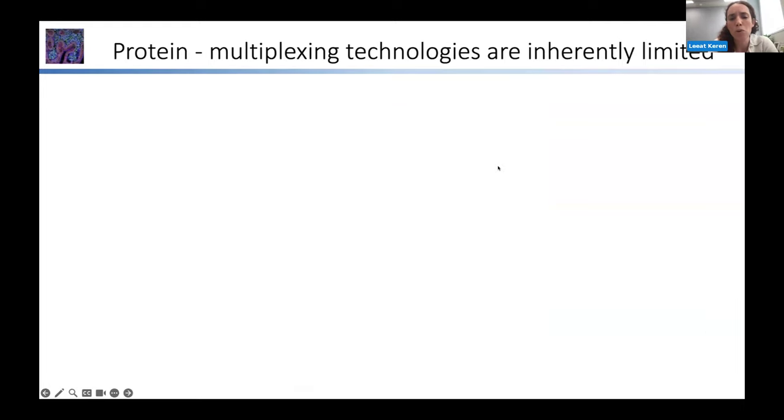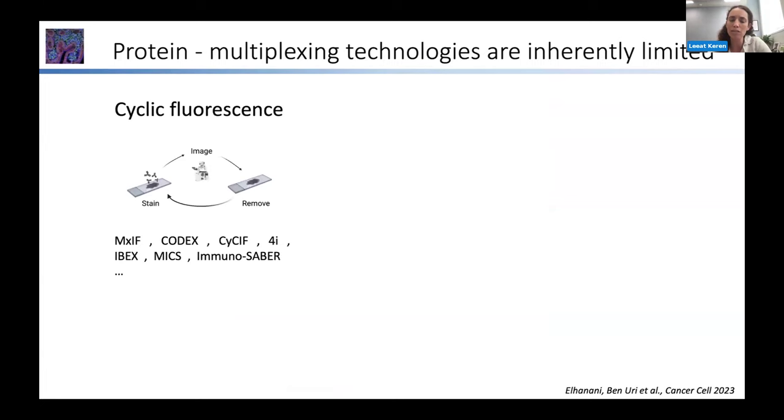However, the problem with these protein multiplexing techniques is that they are inherently limited. So let's spend just a moment to talk about existing technologies. Existing technologies for imaging proteins in situ are basically divided into two, I would say, major categories, and the different approaches fall into these.